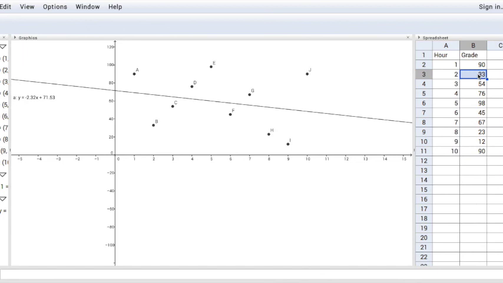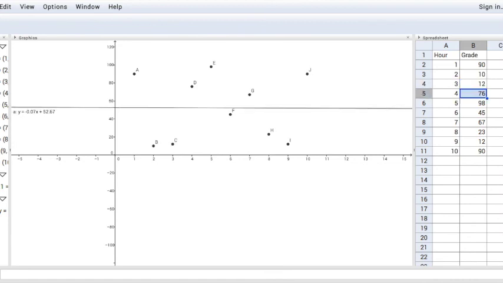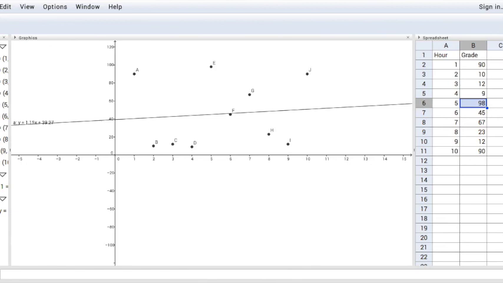Suppose if the value of A is negative, now we are observing it is showing in the negative part. That means in this linear regression, the number of hours is more and the grade is less. It is showing a negative impact. So this is linear regression. We can change the A value and B value and we can observe.